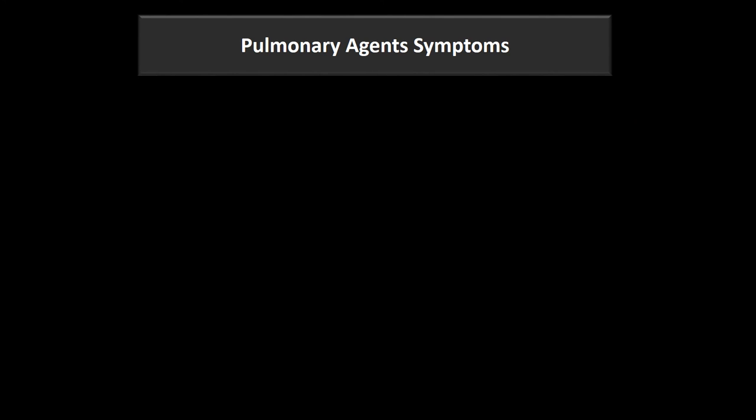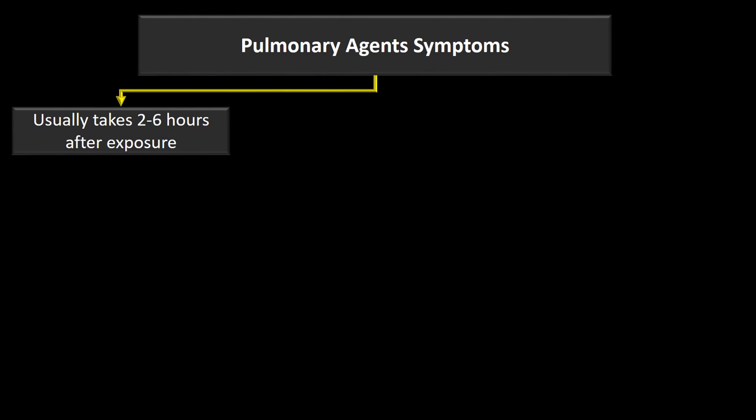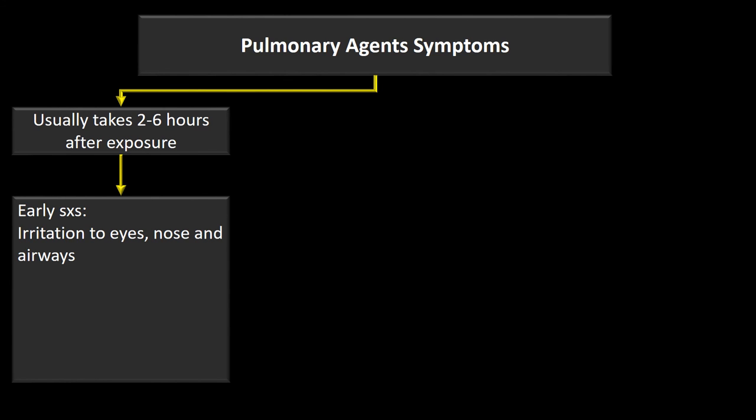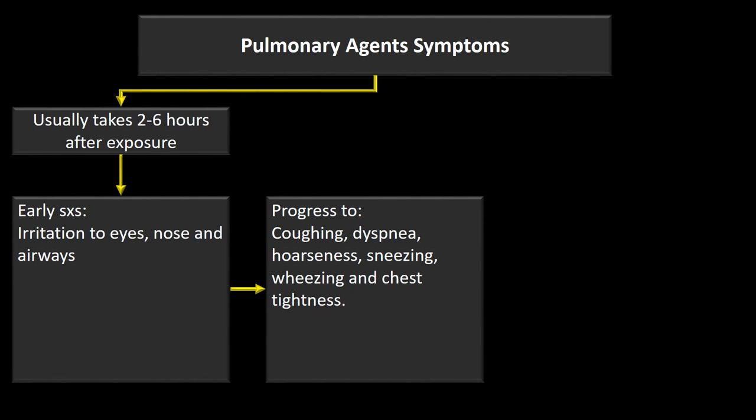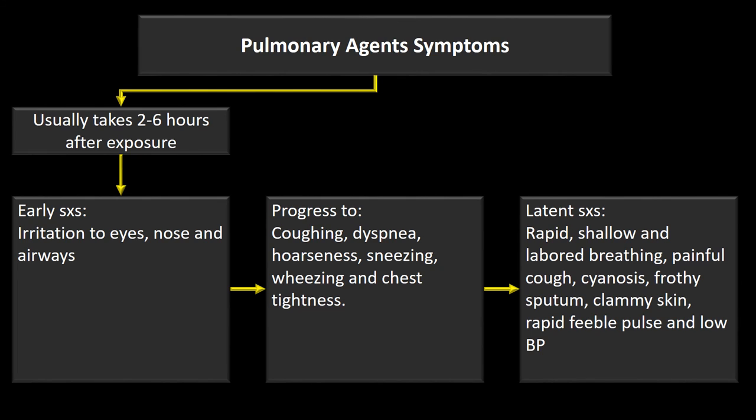So pulmonary agent symptoms. Usually takes about 2 to 6 hours after exposure. Your early symptoms, you're going to have irritation to the eyes, the nose, and the airways. Then it's going to progress to cough, dyspnea, hoarseness, sneezing, wheezing, and chest tightness. And then your latent symptoms are going to include rapid and shallow labored breathing, a painful cough, cyanosis, frothy sputum. Right? As you develop that pulmonary edema, as that fluid starts to fill up in your airways, you start coughing it up. You're going to get into clammy skin, a rapid feeble pulse, and then a low blood pressure. You're pretty much going to go into shock.